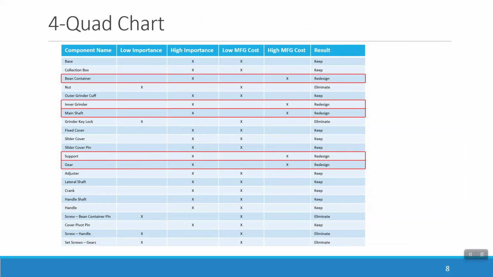This quad chart highlights the items with high importance and high manufacturing costs that we will try to redesign. The bean container results in high manufacturing costs because there are no alignment features to the base. The inner grinder is a machined part that involves multiple complex precision milling cuts. The main shaft is extruded but requires several different post-processing operations to create the final part. The support is a large die casting part requiring post-processing machining. Lastly, the 2 gears are both machined parts requiring complex milling cuts. We will try to redesign these parts to reduce the cost of the coffee grinder.